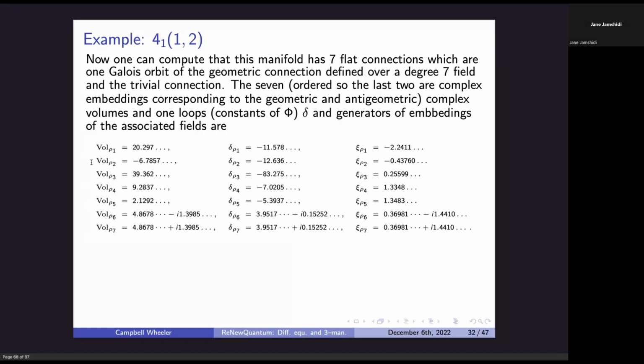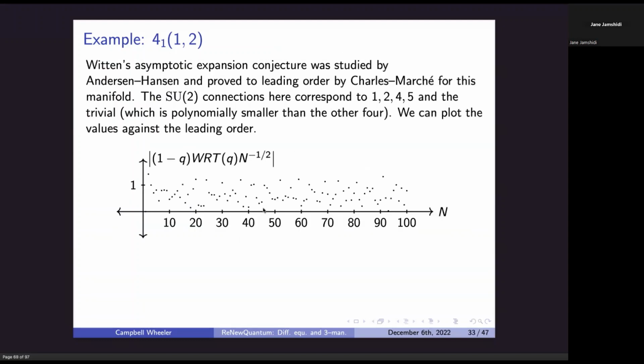And so these are their different Chern-Simons values on the left, and then this is the generator of the field on the right, and in the middle is some sort of, in these asymptotic series, these correspond to the one-loop invariant. Okay, but so then we can look at the two conjectures we have for the WRT invariant in this case. So Witten's asymptotic expansion conjecture was studied a lot by Andersen and Hansen, and then later it was proved in this example by Charles and Marché to leading order, just to leading order.